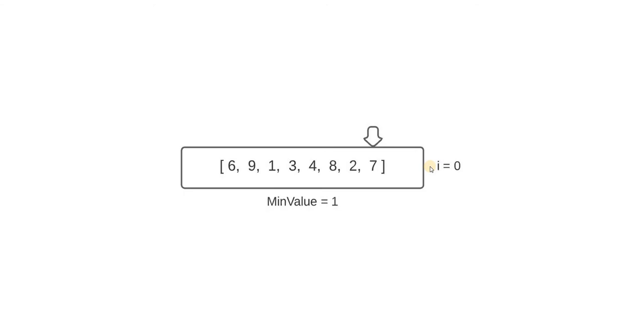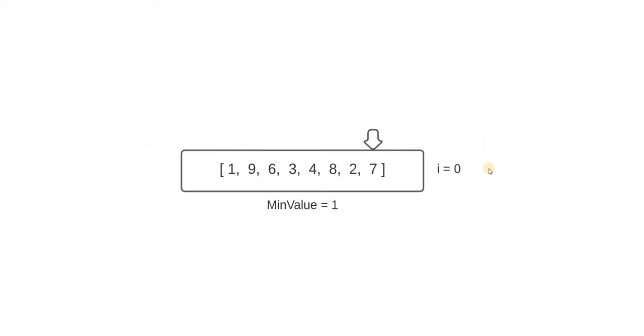But before we do, we're going to do one very important step. We're going to swap the minimum value, in this case 1, with the value at the 0th index, or the ith index, which is 6. So we're going to swap 6 and 1, and this gives us the following list. Now notice something: 1 is now at the start of the array, in other words, the minimum value is now at the start of the array.